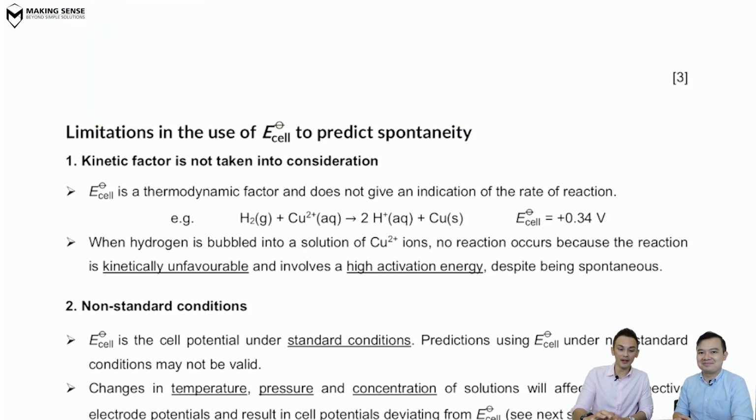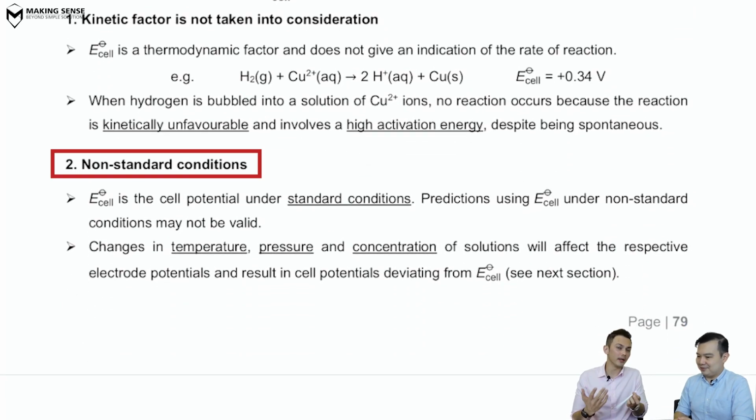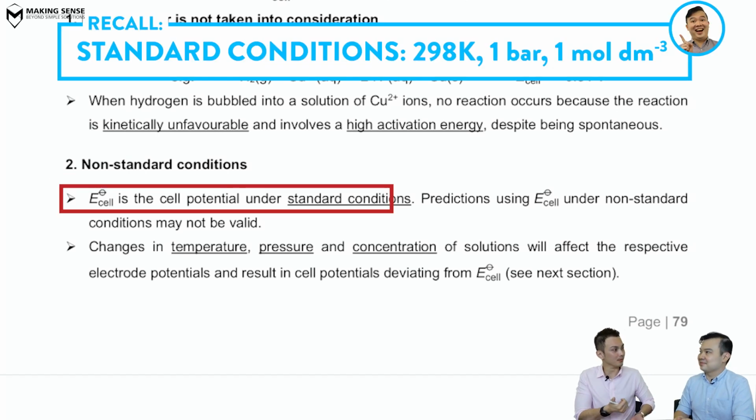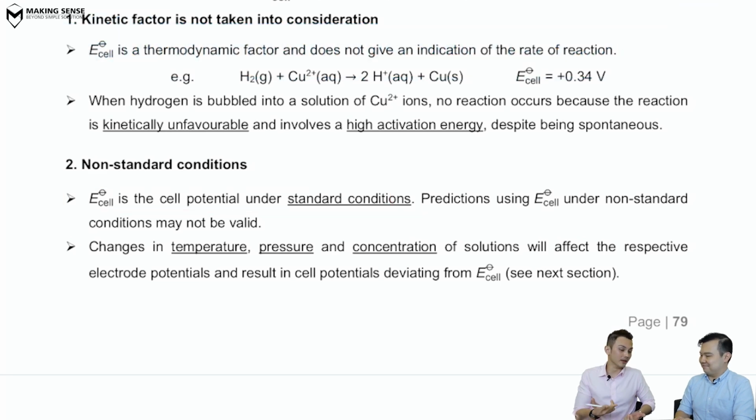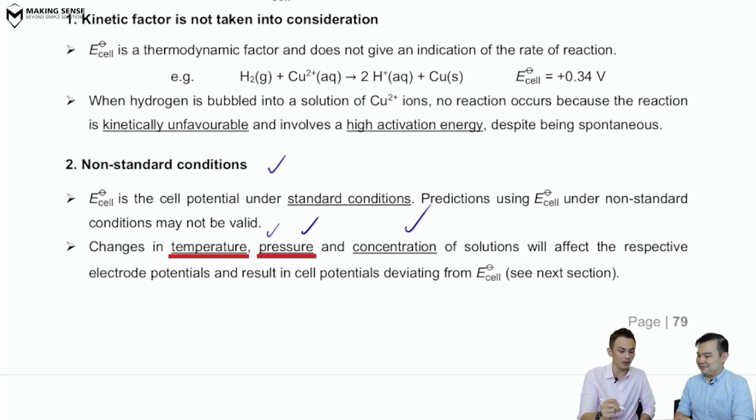Now the second reason why the reaction didn't take place could be the conditions that we subject it to. For the reaction to work, we have to really subject them to standard conditions, which is 1 mole per dm cube, 1 bar, and also 298 Kelvin. But our conditions may not be exactly that. So when things are not under standard conditions, any sort of changes in temperature, pressure, concentration may affect the values.